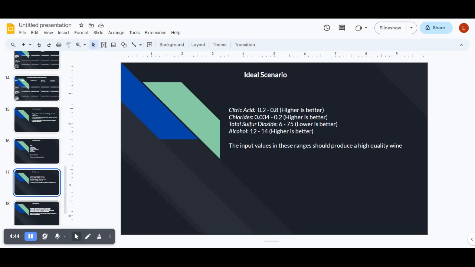Then for total sulfur dioxide, it can lie anywhere from 6 to 75, but since the correlation is very low, the lower values would be better based on the weights of the fitting function. And for alcohol, higher values would be better, as it has a strong positive correlation with our output variable and also based on the weight.